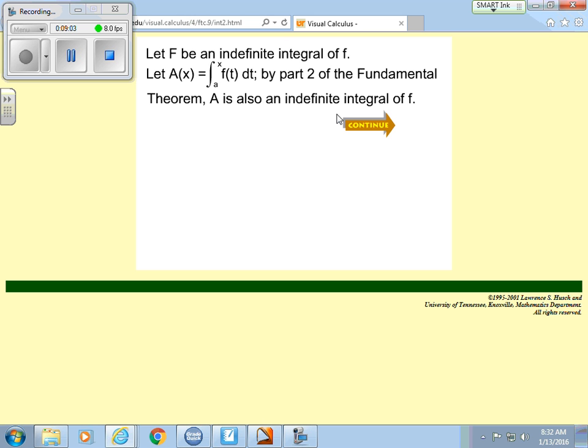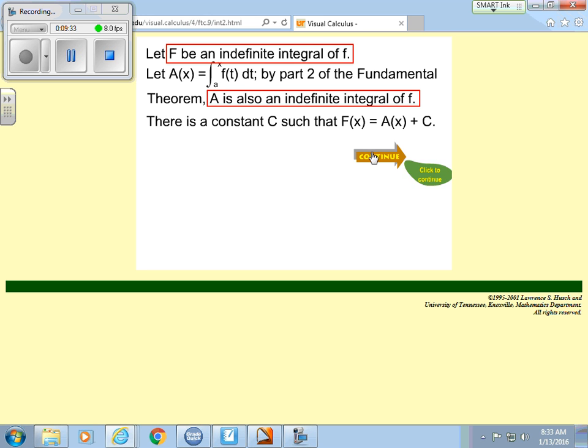So then we're going to define A of x to be an integral defined function from a to x of f of t dt. And then it says by part 2 of the fundamental theorem, A is also an indefinite integral of f. So they are calling part 2 what we learned yesterday. So that's what I meant by you could call them either way. There is a constant c such that F of x equals A of x plus c.